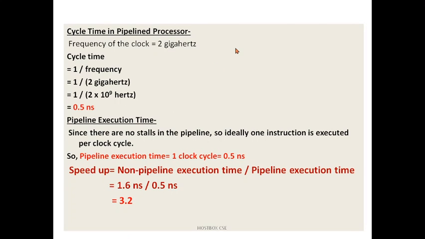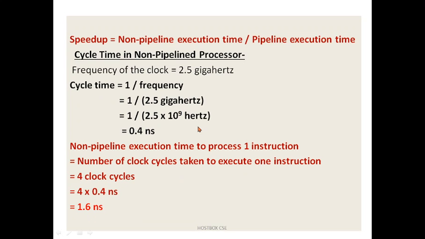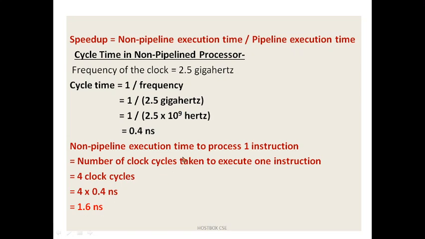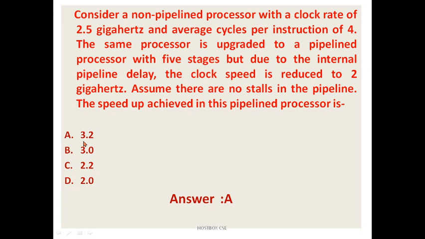So it is simple and easy. Whenever they ask this, sometimes they ask theoretical, sometimes numerical. If you have to consider the cycle time, then calculate the pipeline execution time separately, and the non-pipeline execution time, followed by the speedup. At last you can get the solution. So the answer is 3.2 here. So we can pick the answer A. Answer A is the right answer. These all are about the numerical example and problem on the pipeline concept.